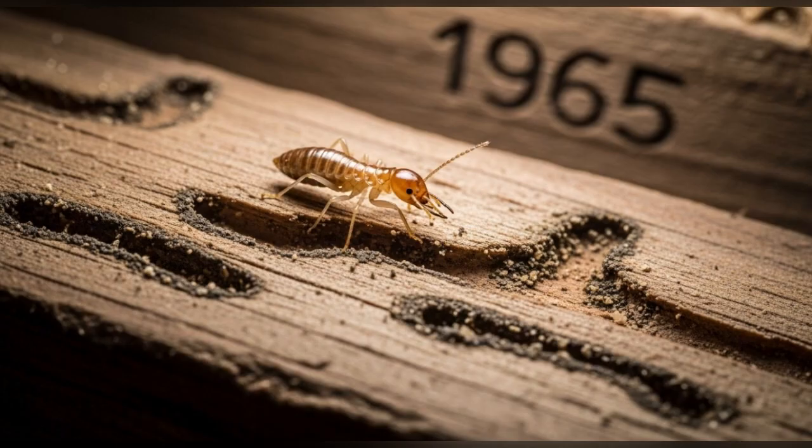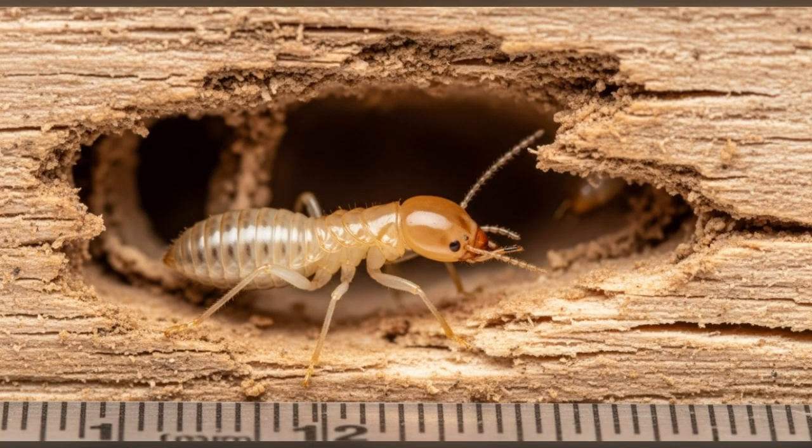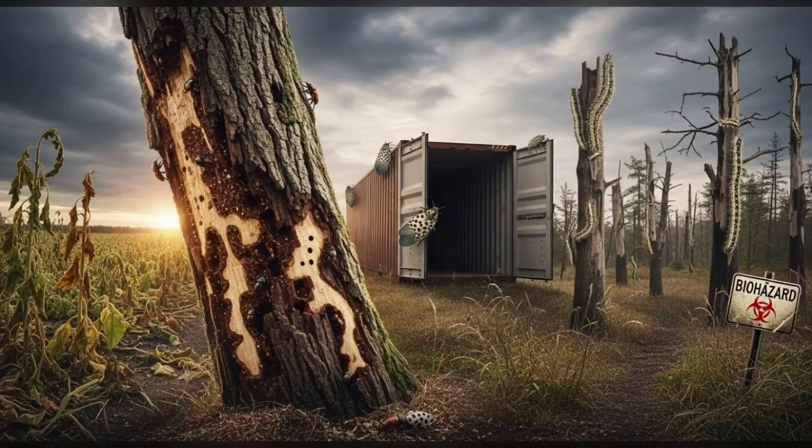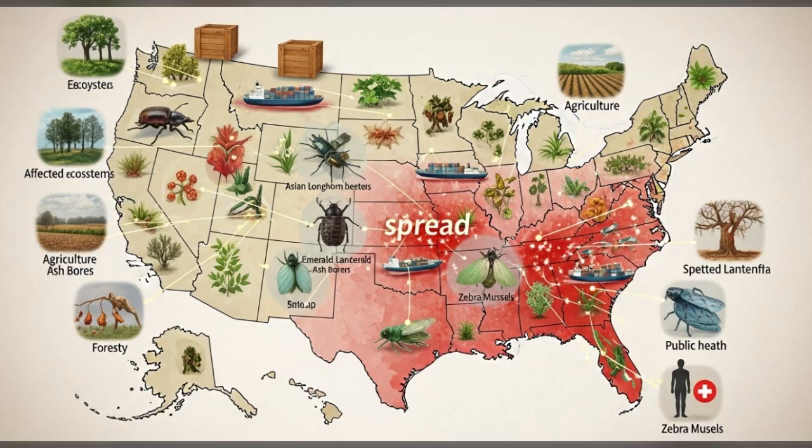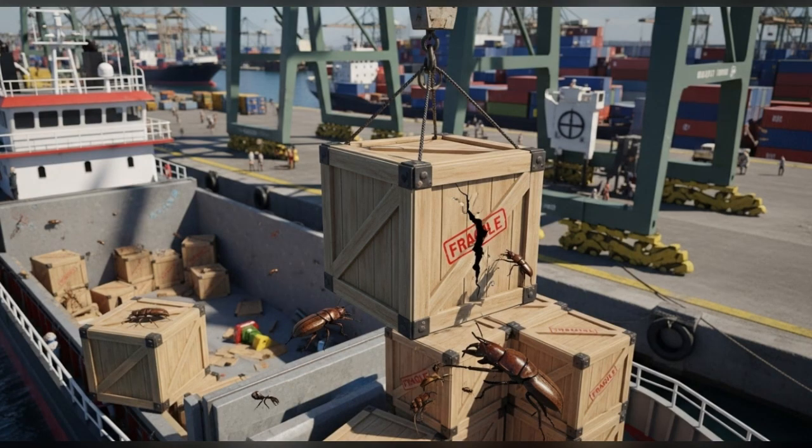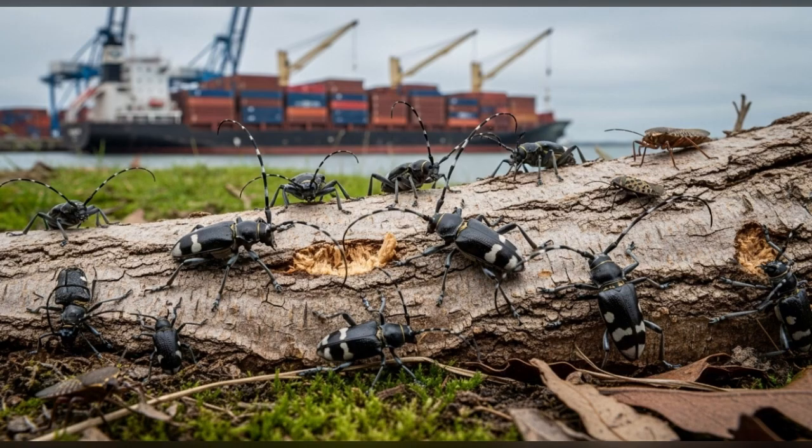For example, in 2014, an infestation of the emerald ash borer, a small beetle native to Asia, was discovered in Michigan. It's estimated that this pest has cost the U.S. more than $10 billion in damages to ash trees and control efforts. The beetle was most likely introduced through wood packing material from Asia, where it had been living in large numbers.